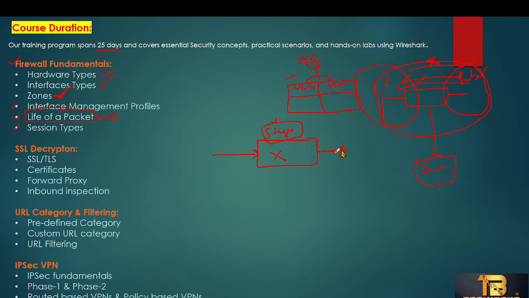Otherwise, the traffic will be dropped anywhere in the firewall. So that is very important in fundamentals. And we'll be having session types. After this, we'll be having one basic lab and one basic troubleshooting session using a Palo Alto firewall. If an issue arises on the firewall, how can we troubleshoot? We can discuss that in the basic troubleshooting class, and we'll be having a basic lab. So this covers the firewall fundamentals.